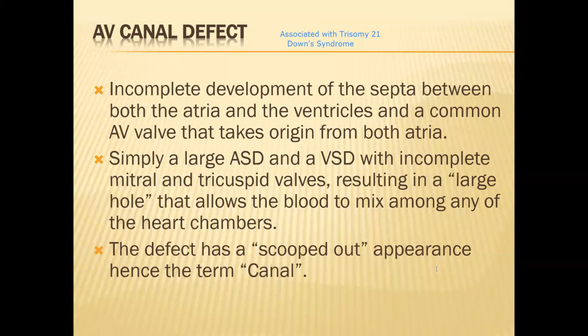All right, so with this defect, there's incomplete development of the septa between both the atria and the ventricles. There is a common AV valve that takes origin from both atria. So there is a valve between the atria and the ventricles, and that's it. The second bullet tries to describe this. It says there's a large ASD, a large VSD. So you don't really have a right side of the heart and a left side of the heart.